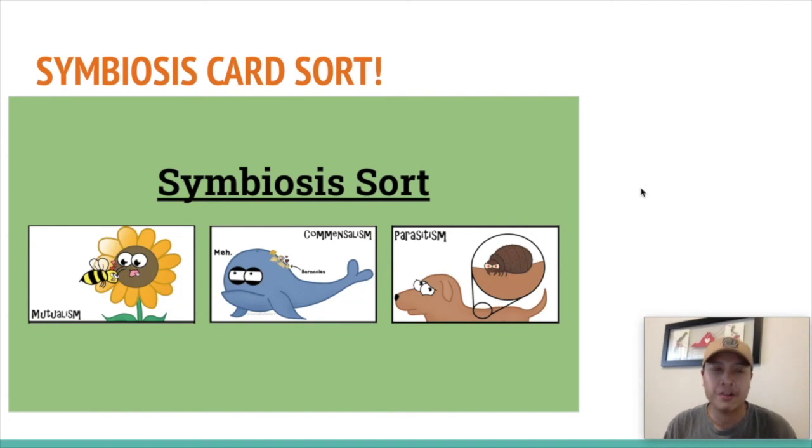So we're nearing the end. So now we're looking at the symbiosis card sort. It is your activity for day 2 for you to practice figuring out and distinguishing between the 3 types of symbiotic relationships by dragging and dropping different descriptions and different pictures of what's going on between 2 organisms.